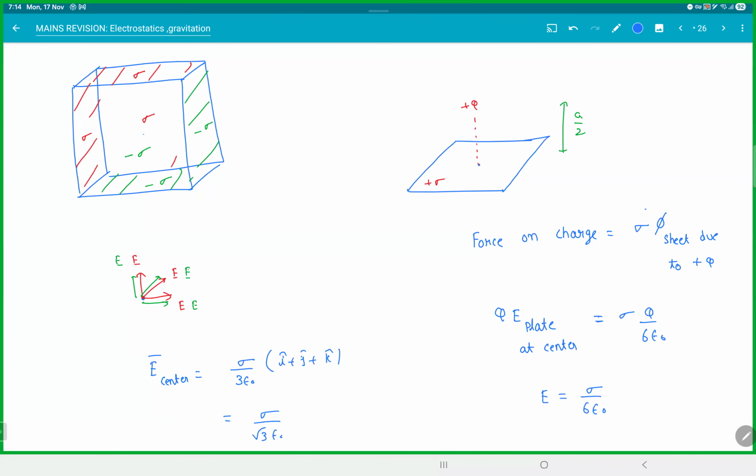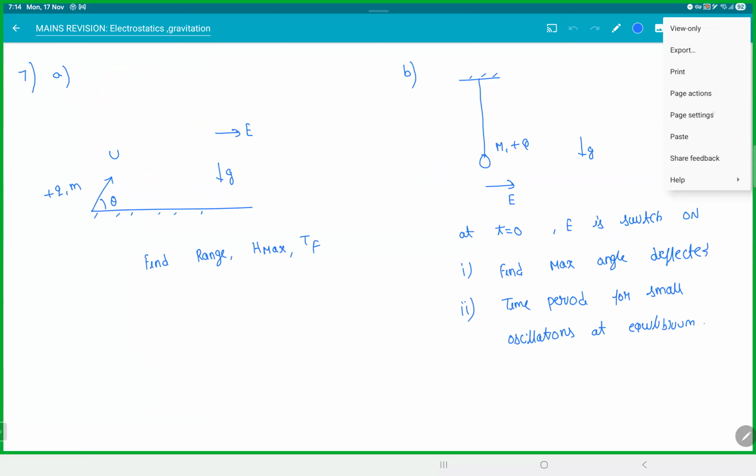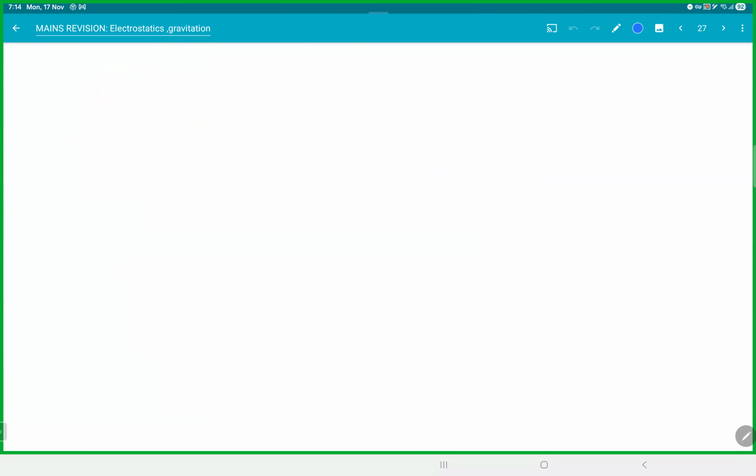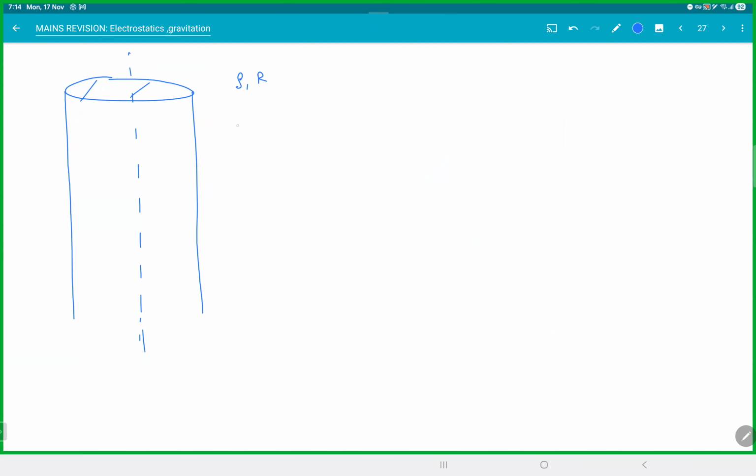There is one more I wanted to ask before going ahead. Suppose you have an infinite solid cylinder. Again, most people don't remember them because these are not standard results. Rho is the charge density and radius R. Find the electric field as a function of small r. Infinite solid cylinder, rho is the charge density and R is the radius. Find the electric field as a function of r.